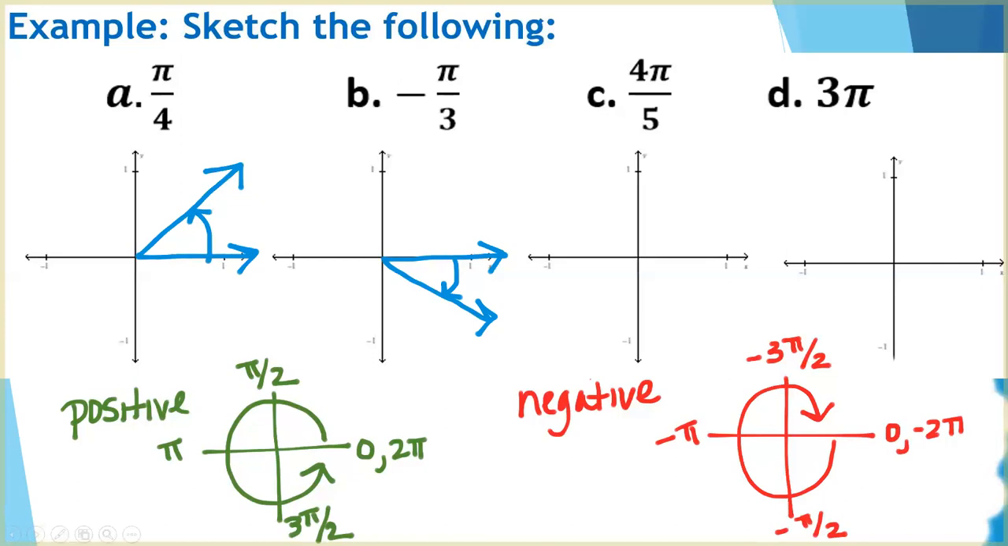Positive 4/5. If you were to convert this to a decimal, 4 divided by 5 in your calculator will give you about 0.8. 0.8 is in between 1/2 and 1. So that angle begins here, and it's going to rotate to about right here. And that's what that angle would look like.